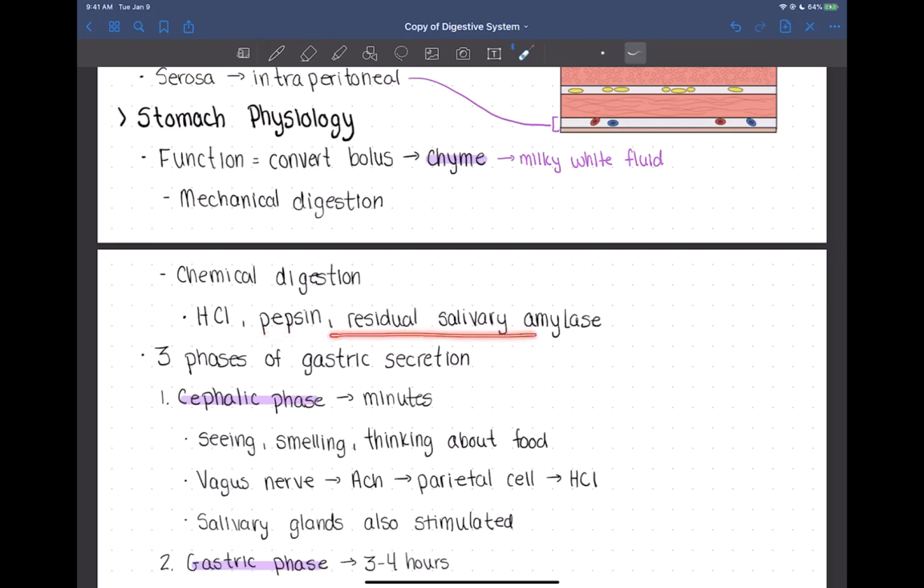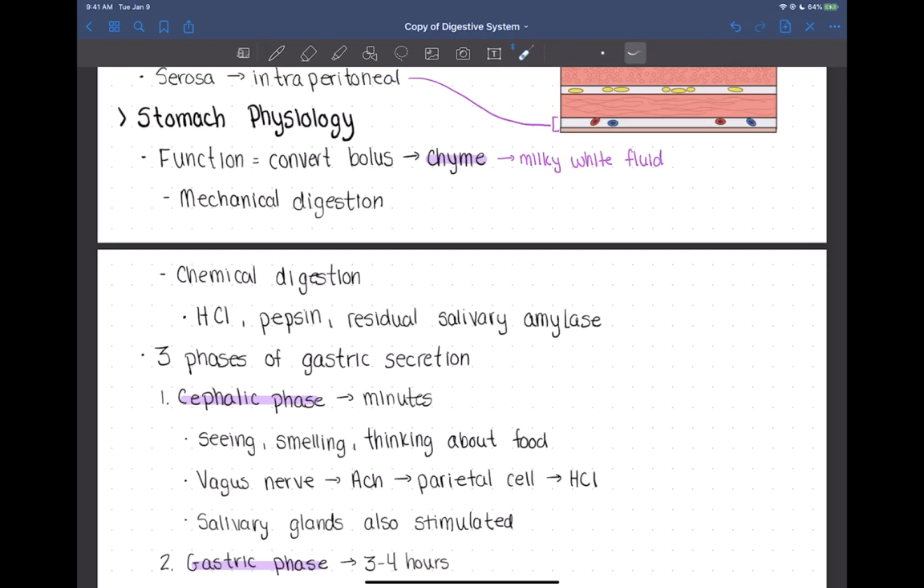And then also don't forget inside that bolus, right, there's still going to be some salivary amylase, a little bit of residual salivary amylase digesting carbohydrates, and that will keep digesting until that bolus is fully broken down and the HCl in the stomach denatures that enzyme. Okay, so it'll function until it's denatured by the acidity of the stomach.